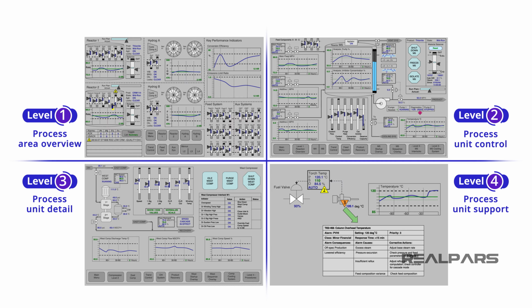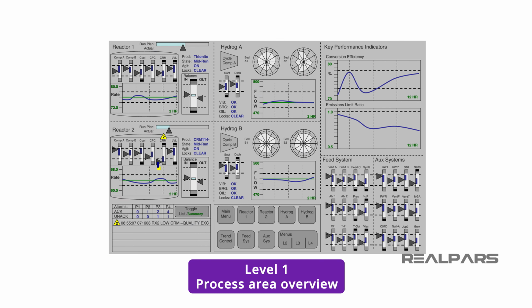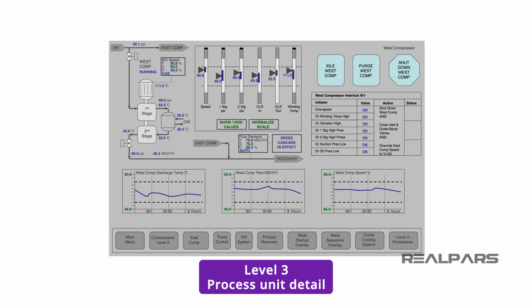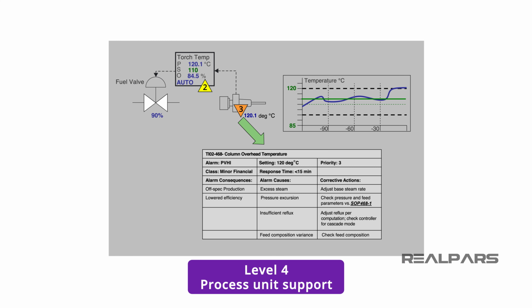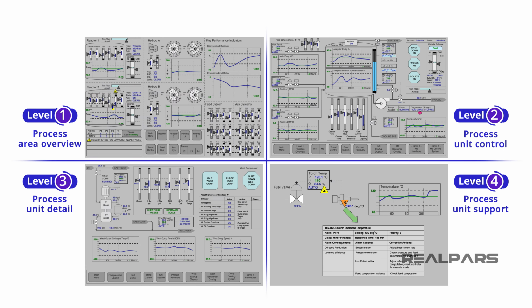A well-designed high-performance HMI will generally consist of 4 display hierarchies. These are known as Level 1, Process Area Overview, Level 2, Process Unit Control, Level 3, Process Unit Detail, and Level 4, Process Unit Support. Each display will generate more detail and zoom in on the process.